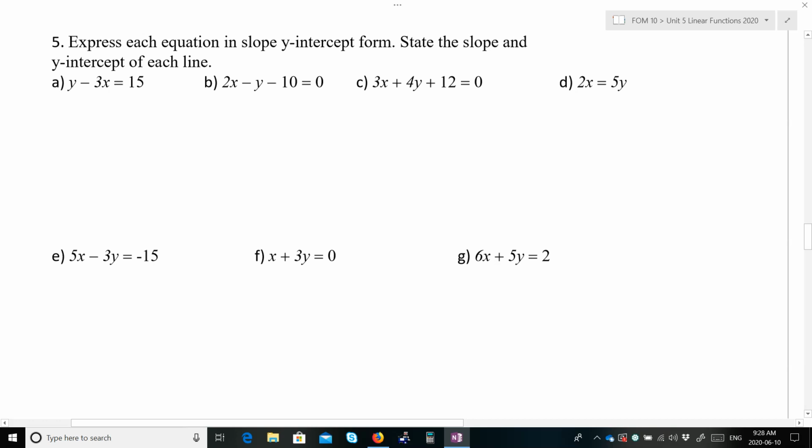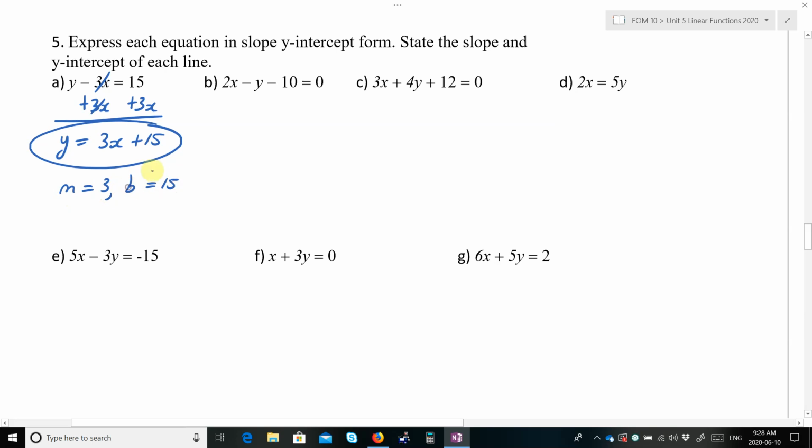Number 5, express each equation in slope y-intercept form. State the slope and y-intercept of each line. So we just need to get y by itself in each equation. So add 3x to both sides and we get y equals 3x plus 15. So there's the equation. The slope is positive 3, b, the y-intercept is positive 15.